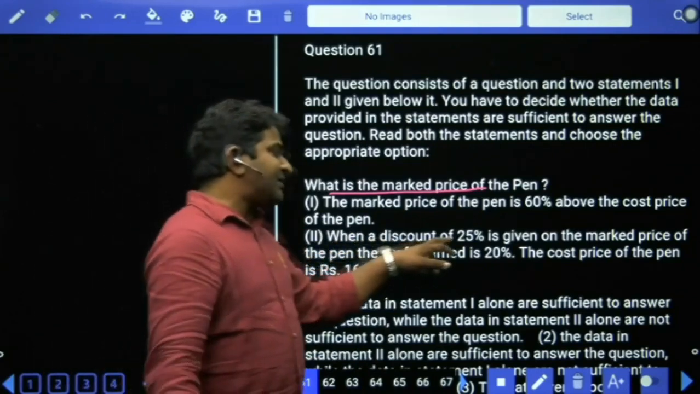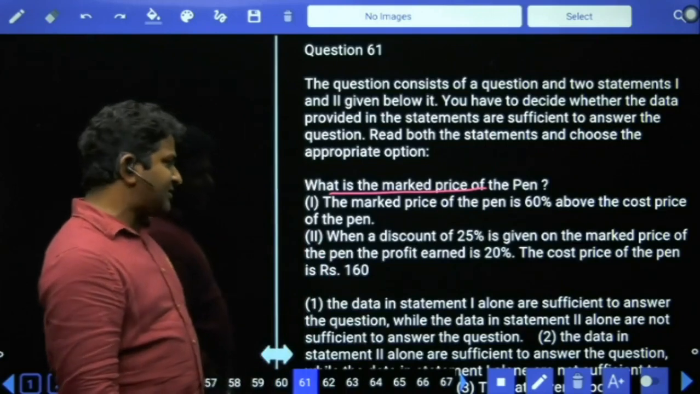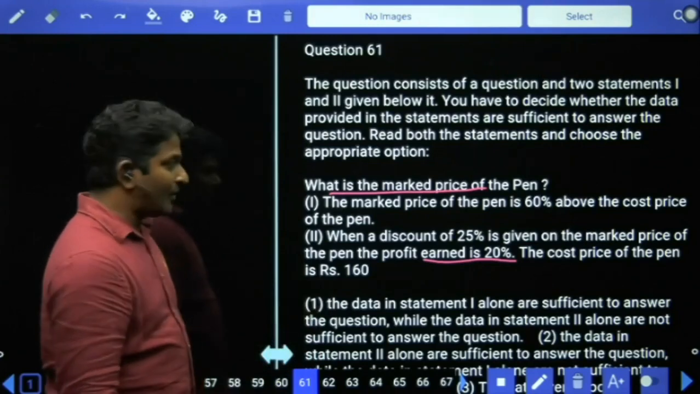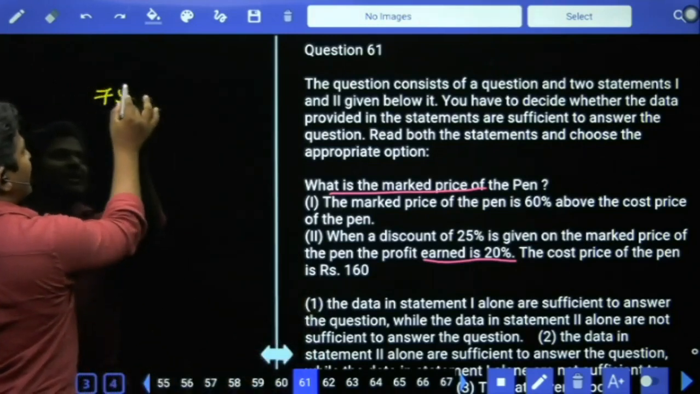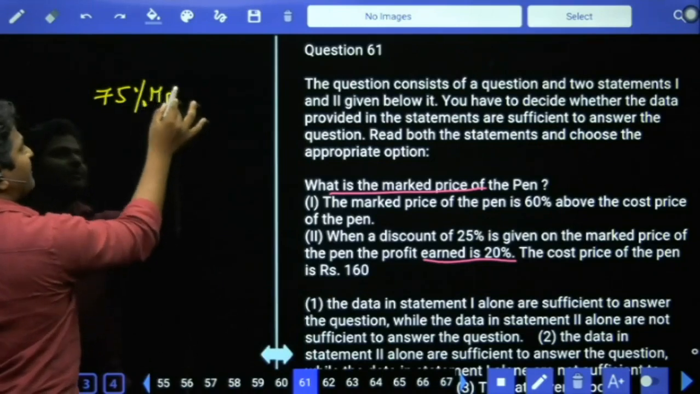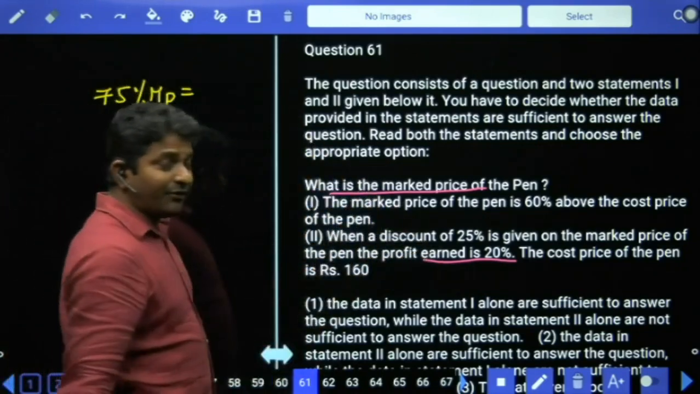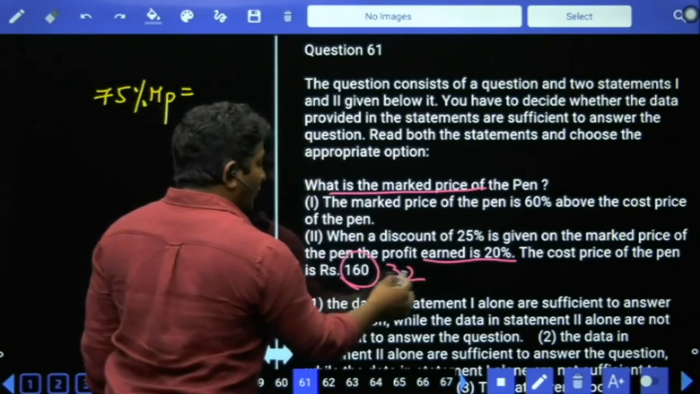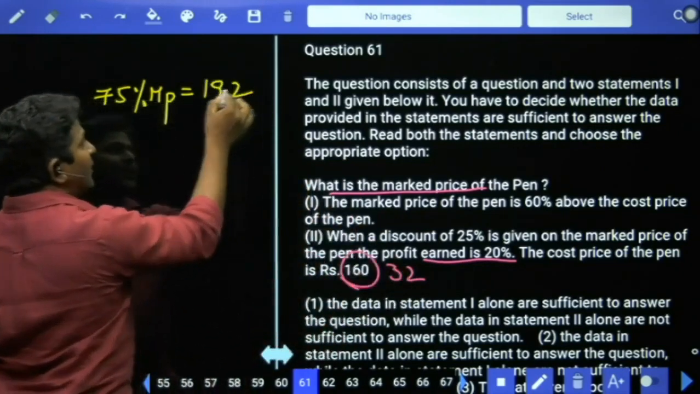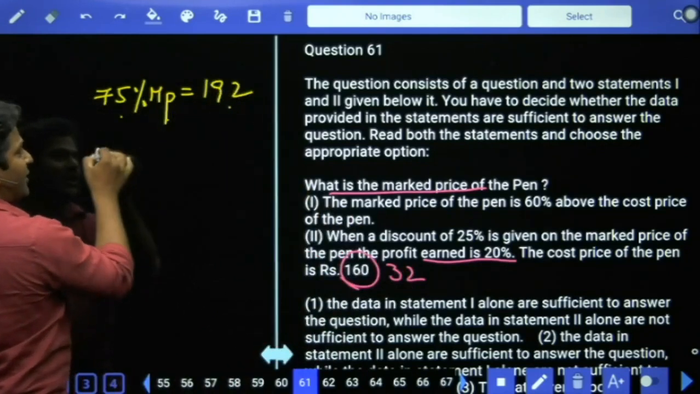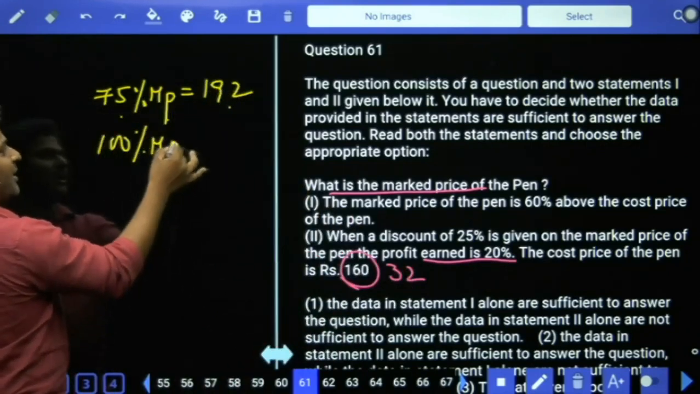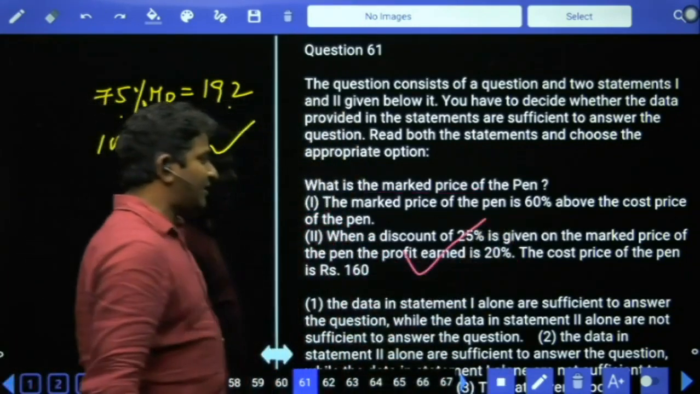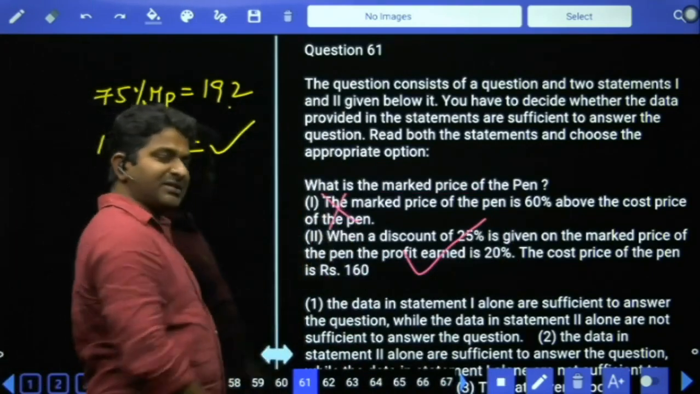When a discount of 25% is given on the market price of the pen, the profit earned is 20% and the cost price of the pen is 160. If 25% discount is given, we sell the item at 75% of the market price, and in that case there is a profit of 20%, where cost price is 160, 20% is 32, 160 plus 32, that is 192. If 75% of market price is 192, then 100% of market price is how much? Yes, the answer can be found. Definitely we can answer the question using the second statement, but not the first statement.